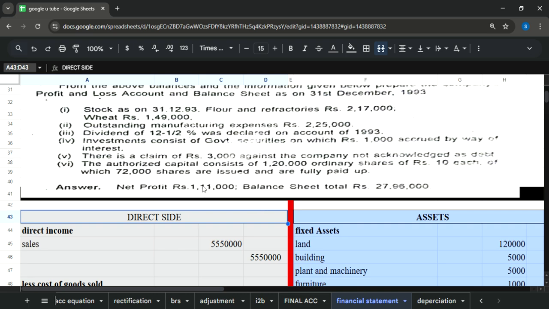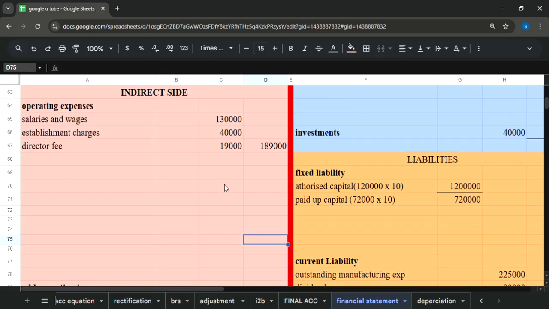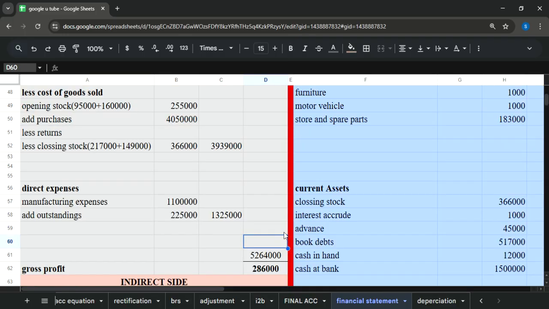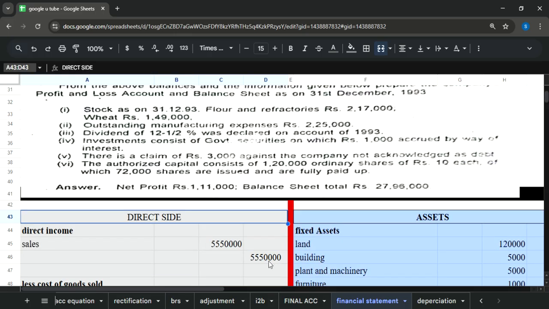So you can see net profit is 111,000, and our answer is also 111,000. It means two parts are completed. One strange thing is that the answer of gross profit is not available over here. You can see answers started from net profit. It means our two answers are checked.